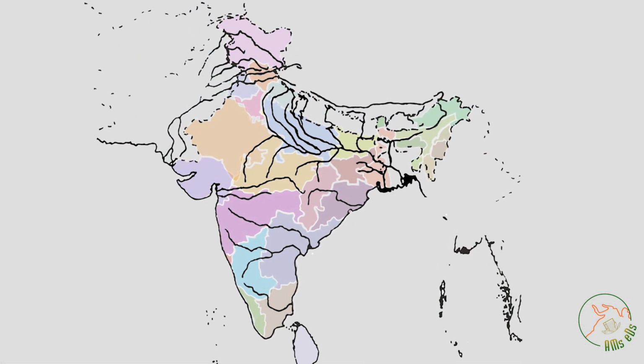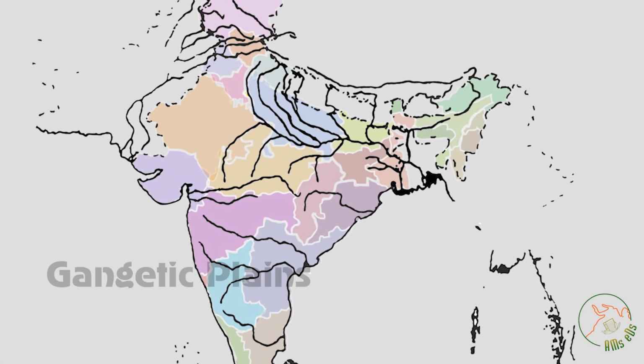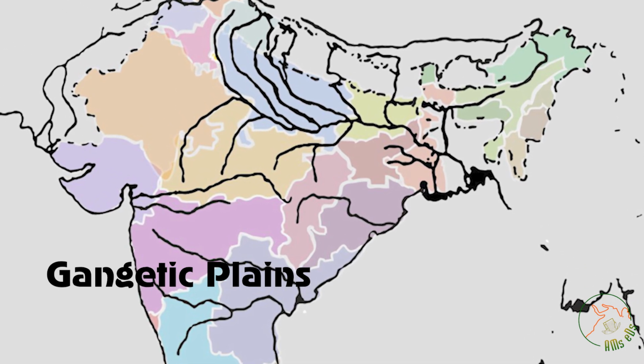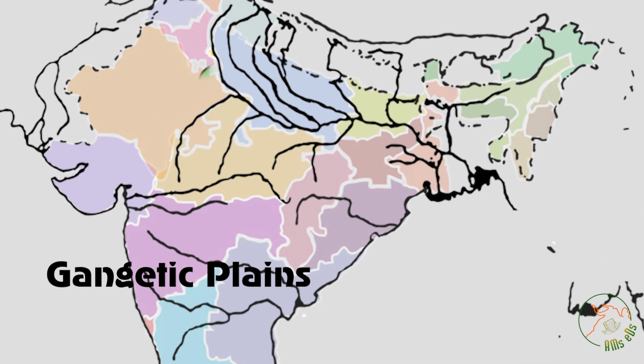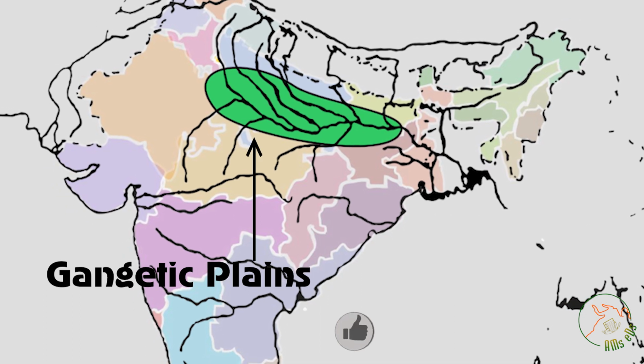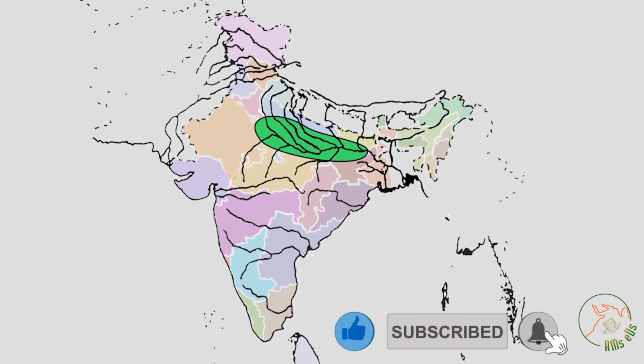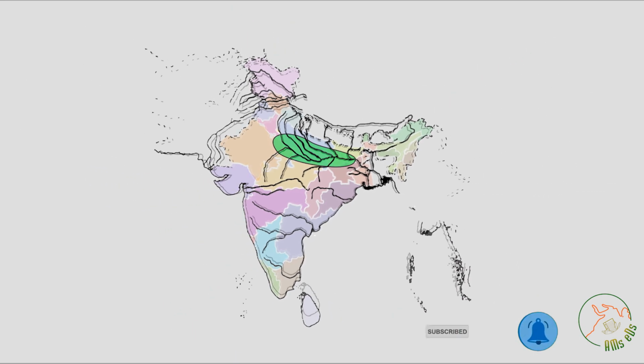The plains of the Ganga or the Gangetic Plain is the world's largest river basin, and you mark it along the confluences of the Ganga and its tributaries extending from Uttar Pradesh to West Bengal. You will notice that this is the region with fertile alluvial soil.